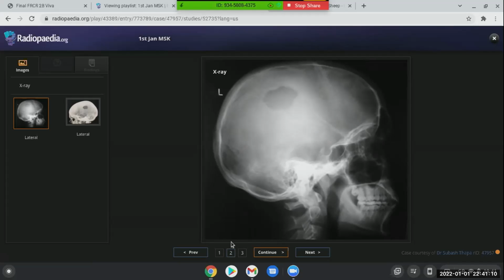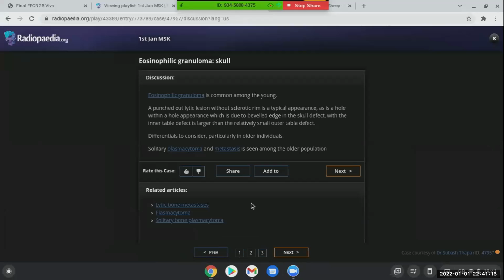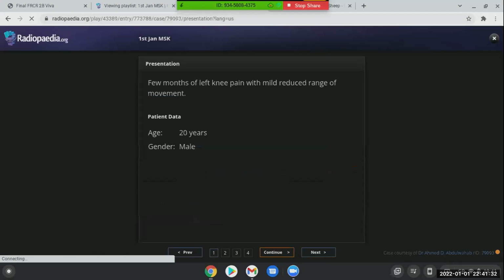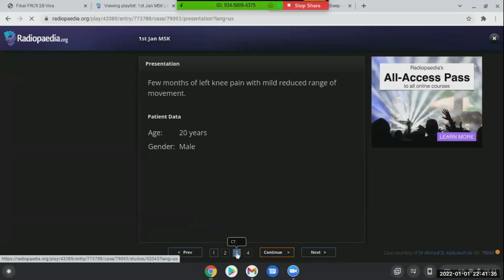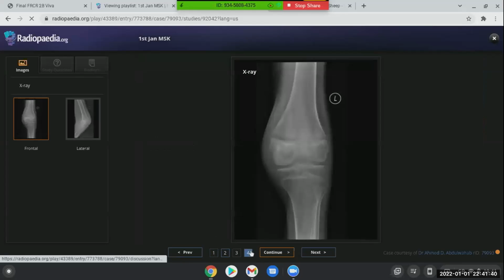So basically you did really well. I don't think I need to explain anything. As you see, this is a young boy, so the differential is eosinophilic granuloma, whereas if it would have been an older population, then we'll go for plasmacytoma or metastasis. Then in the previous case, you rightly said that this is chondroblastoma. So we just have to give the differential of the lytic lesion. As you rightly said, you will rule out infection.